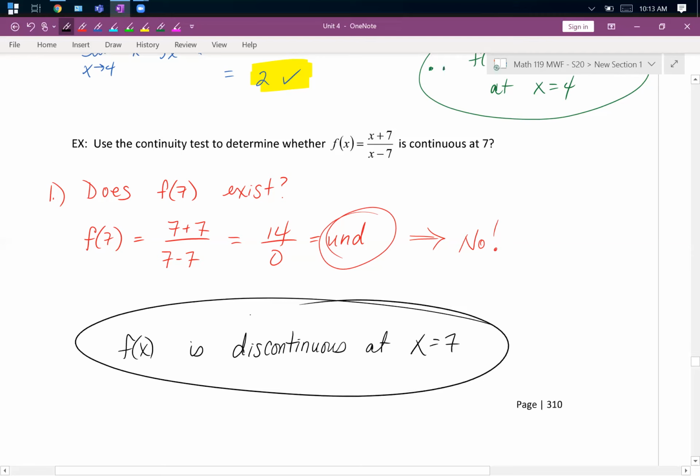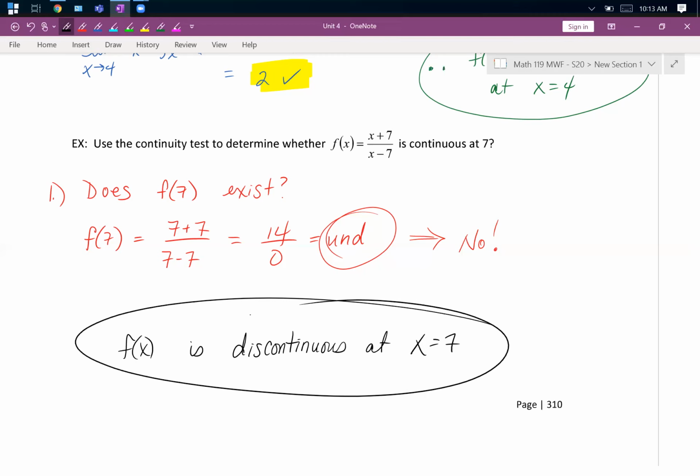Honestly, with the first two steps of the continuity test, you could do it in whatever order you prefer. I always prefer to do the f of 7 exist step because I think it's easier than finding the limit. Sometimes the limit can be more involved, so I always do the easy one first, because if it doesn't work for that, then I'm not going to spend time doing the limit. Questions, anybody?